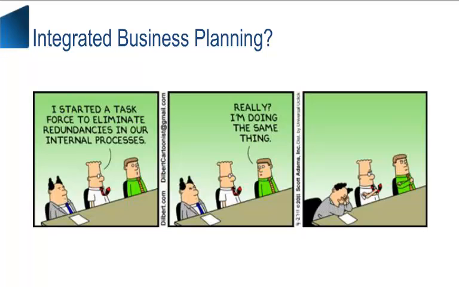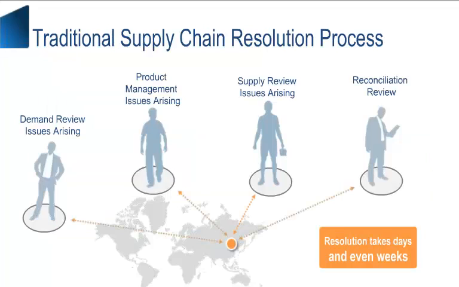So, if we look at what happens today in a traditional supply chain, and I'll even venture to say based on the 51% of the people that responded they don't have anything, you have a demand issue arise, it goes to the demand side. You have a product or supply side, it goes to their respective products. If you have a reconciliation review somewhere, it goes to there. But each one of these has to get resolved, come back.